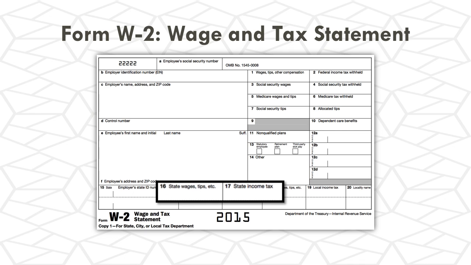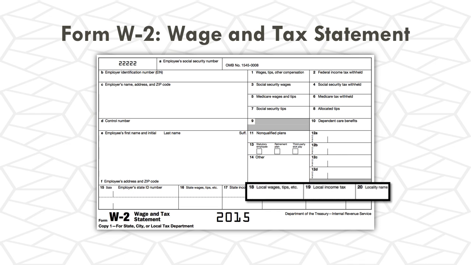Boxes 16 through 17 at the bottom show the amount of wages attributable to a particular state. So you see it's got state wages and tips, and the amount of state income tax withheld will also be listed. Boxes 18 through 20 show the amount of local wages and income tax withheld, if applicable to the taxpayer.